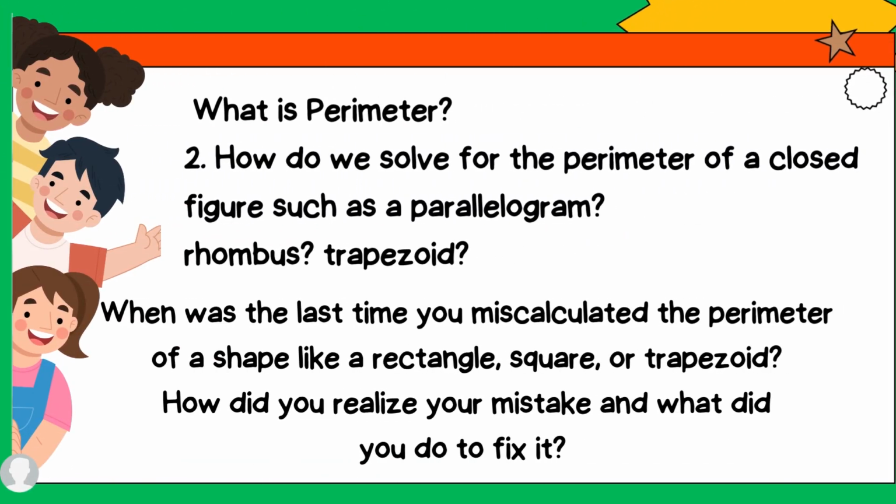To sum up our lesson, let me ask you these questions. The first is, what is perimeter? How do we solve for the perimeter of a closed figure such as a parallelogram, rhombus, and trapezoid? When was the last time you miscalculated the perimeter of a shape like a rectangle, square, or trapezoid? How did you realize your mistakes? And what did you do to fix it?